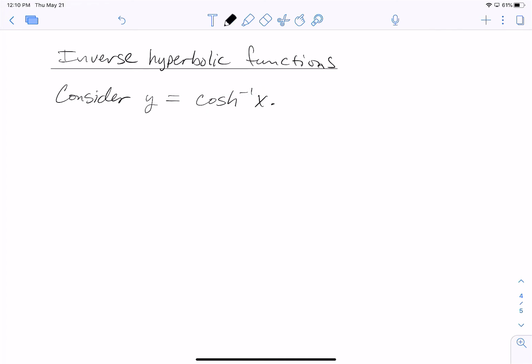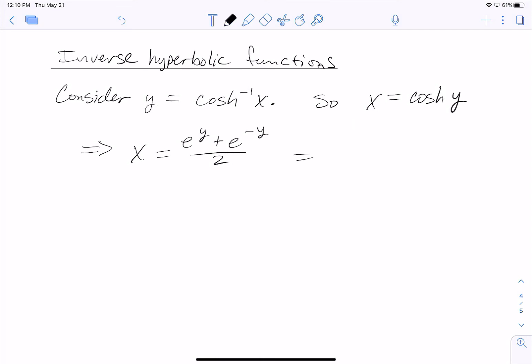Well, y equals the inverse hyperbolic cosine of x if and only if x is equal to the hyperbolic cosine of y, which would mean that by definition of hyperbolic cosine, x is equal to e to the y plus e to the negative y over 2. And our goal at this point will be to solve for y. Solving for y will give us an expression for the inverse hyperbolic cosine of x.